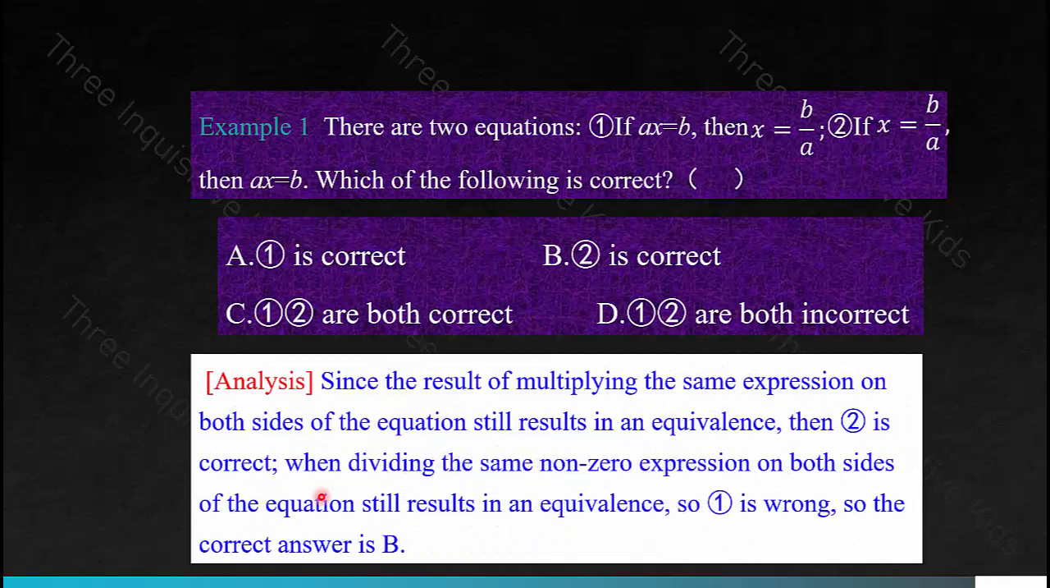Since multiplying the same expression on both sides of the equation still results in an equivalence, equation number 2 is correct. Dividing the same non-zero expression on both sides of the equation still results in an equivalence, so number 1 is wrong. Therefore, the correct answer is B. So if you chose B, you were correct.